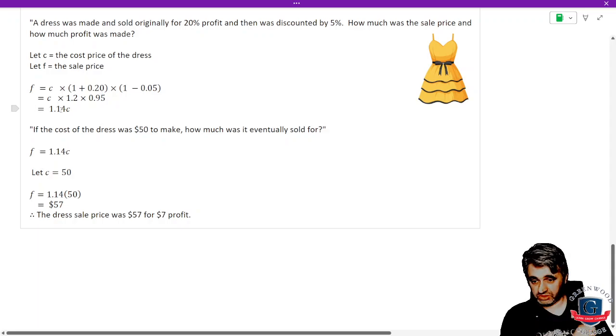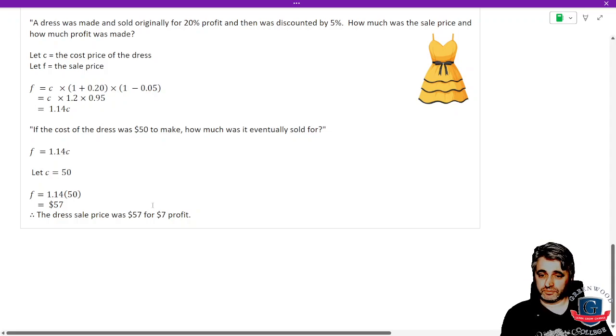We multiply those together with our calculator. We get 1.14 times the cost of the dress will be the final price. Now we know, if we know the cost of the dress was $50 to make, we substitute in 50, we get 1.14 times 50, which is $57. And from that, we now know that if the original dress was $50 and the final price was $57, they made $7 profit on the sale, and the dress sale price was $57 in fact.